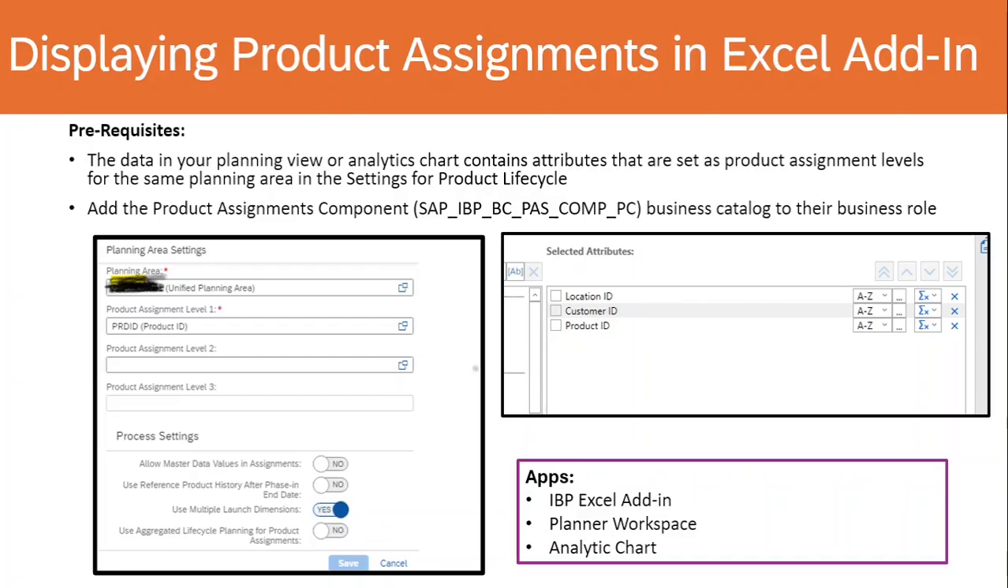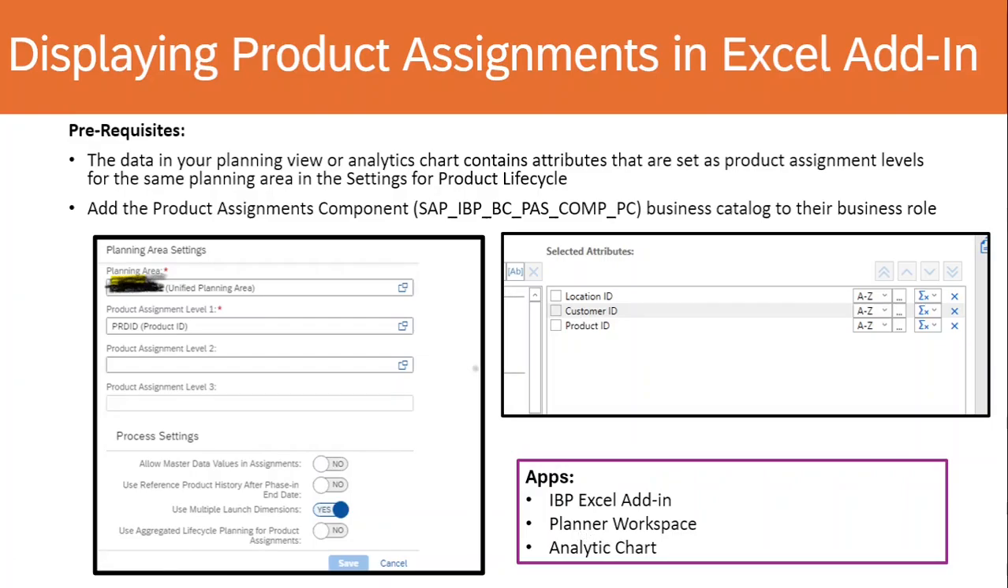to view the product assignments. The other setting is the business catalog for this product assignment component. That business catalog needs to be assigned to your business role. Only then can you see the product assignment information in Excel, the planners workspace, or analytics charts. These are the three apps where you can display this information: first the Excel add-in, then the planners workspace, and last the analytics chart.